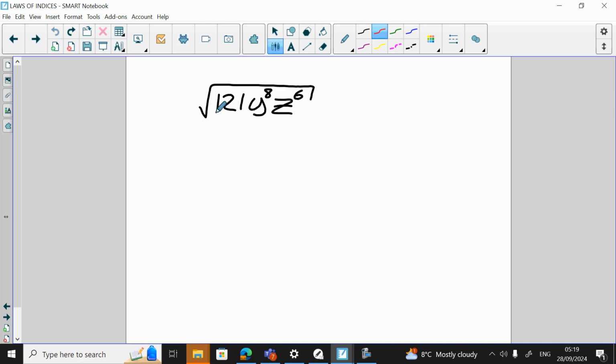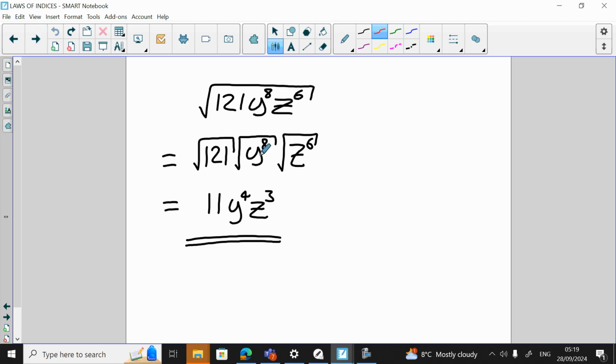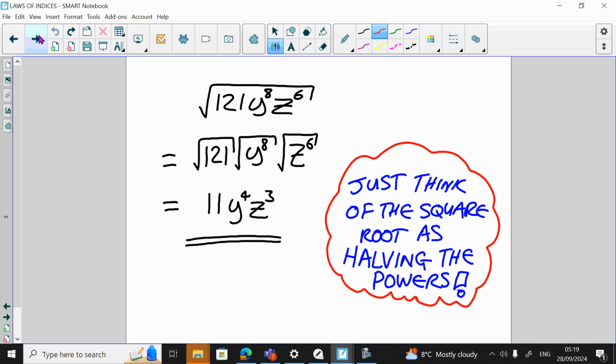Here we've got 3 items, 11, y to the 8, z to the 6, there's 3 terms in here. So I'm breaking them up, so I can do them how I see fit. Square root of 11, I know that's 11. It's just like half in that and half in that. That's what a square root is. Just think about it like that, because it's really y to the 8 to the half, z to the 6 to the half, and it just halves these powers.